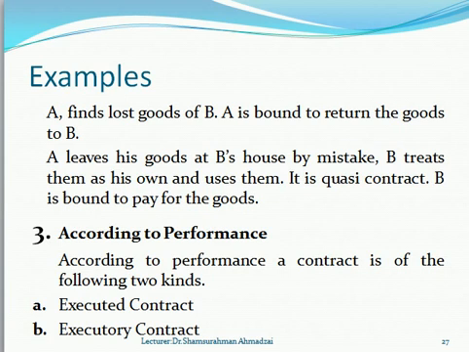Example is A finds lost goods of B. A پیدا میکنه جنسی که از B گم شده. A is bound to return the goods to B. A مکلف هستن که پس ایرا به B بده.